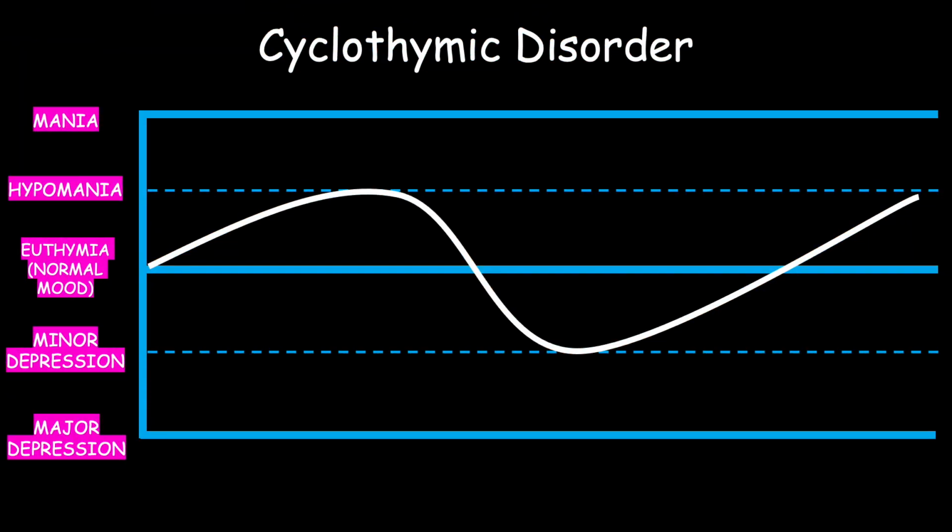There are 6 criteria that we psychiatrists take into consideration, and these are listed from A to F in the DSM-5. Criterion A states that for at least 2 years, there have been numerous periods with hypomanic symptoms that don't meet criteria for a hypomanic episode, and numerous periods of depressive symptoms that do not meet criteria for a major depressive episode. In children and adolescents, this only has to be a 1-year period.